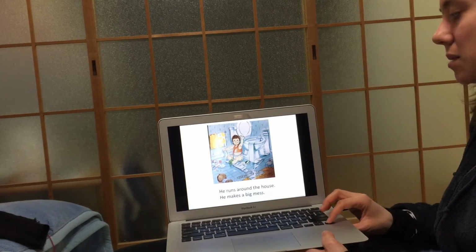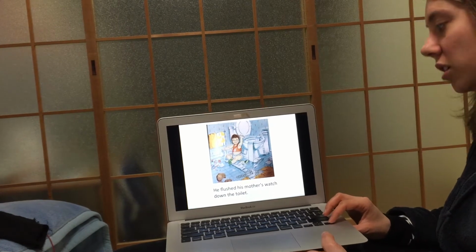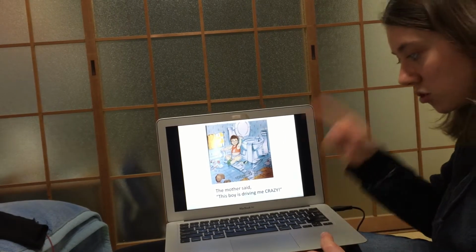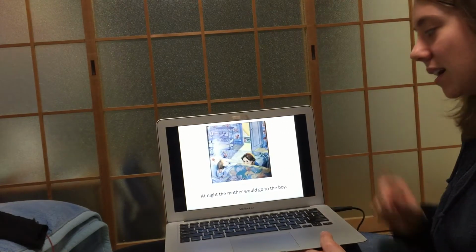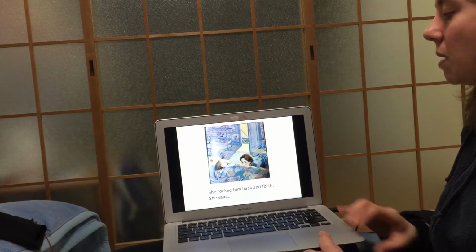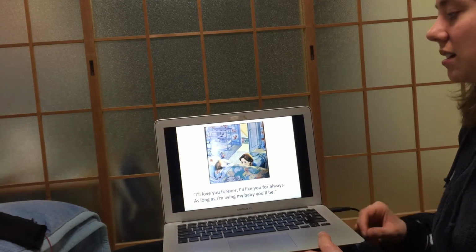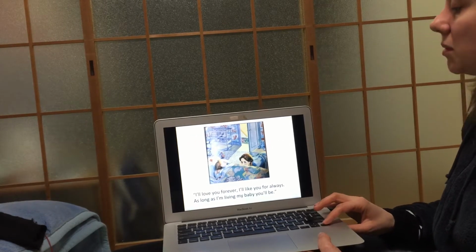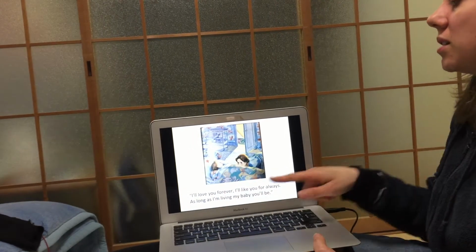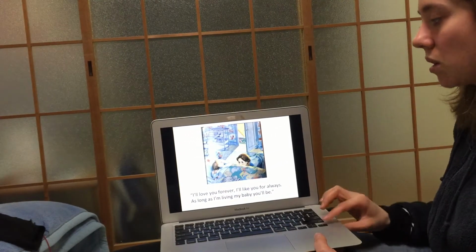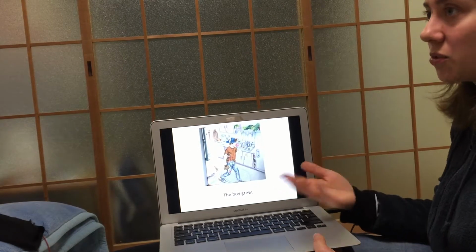He runs around the house, he makes a big mess. He flushed his mother's watch down the toilet. The mother said, "This boy is driving me crazy." At night, the mother would go to the boy. She picked him up. She rocked him back and forth. She said, "I'll love you forever, I'll like you for always, as long as I'm living my baby you'll be." So this part I would say together with the students if they were confident, or if the teacher was confident.